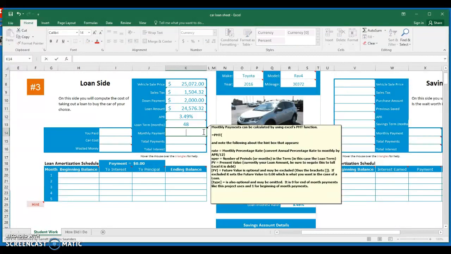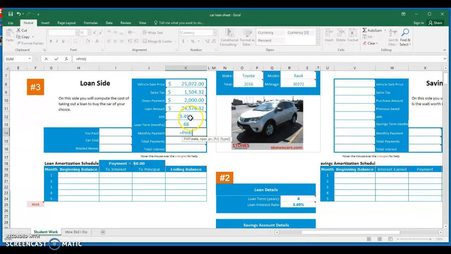So I'm going to put equals PMT, open parenthesis. The rate would be the interest rate divided by 12, and comma to move on to the next one. The nper is the number of times it compounds, so it'd be the years times how many compounds per year. So we've already done that right here. The present value would be the loan amount, but you have to put a negative right before it. That way it turns up positive.